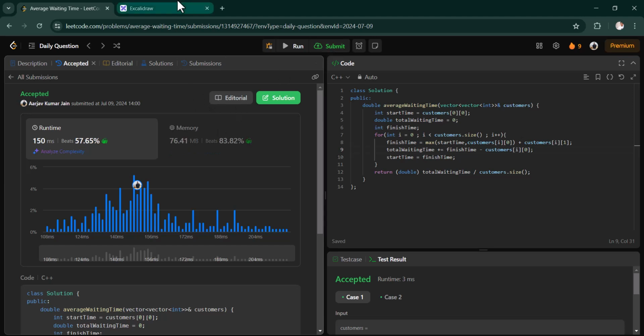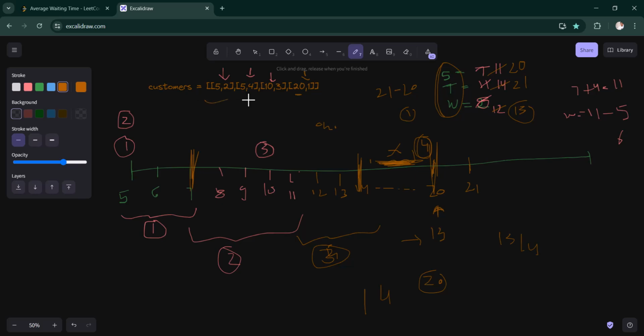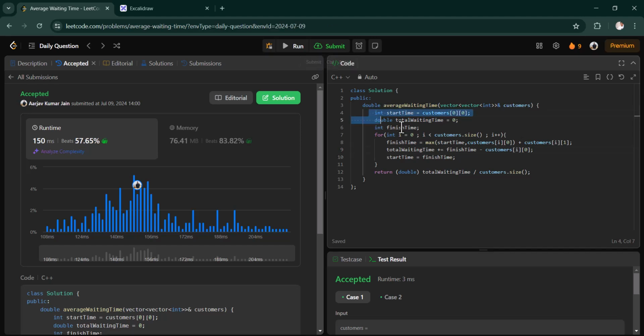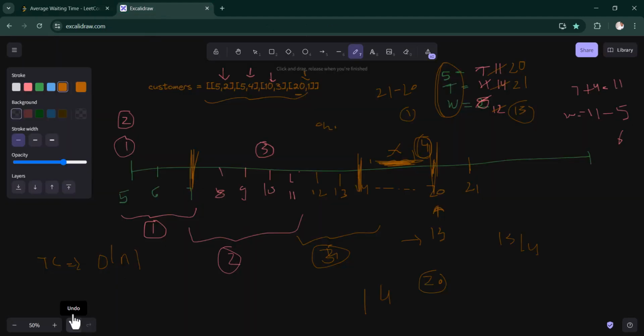Now what is the time complexity? As we are traversing this in a single go, our time complexity will be O of n, where n is the size of this array. And as we are not using any extra space, we are using constant space, so the space complexity will be O of 1.